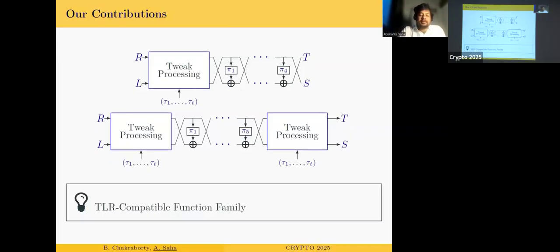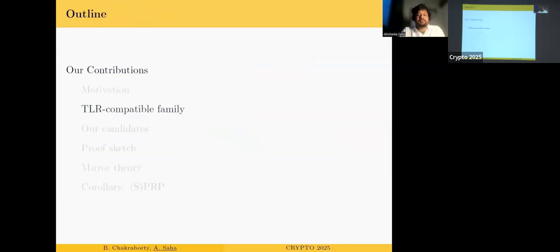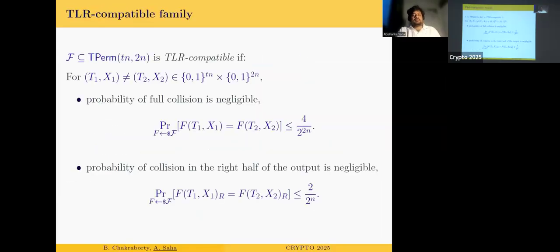So we define the TLR compatible function family as follows. A TLR compatible function family is a family of tweakable 2n-bit to 2n-bit permutations with T blocks of tweaks, where for any distinct inputs, the probability of full collision of the outputs is bounded by 4 by 2 to the power of 2n, and the probability of collision in the right half of the output is bounded by 2 to the power of 2n.